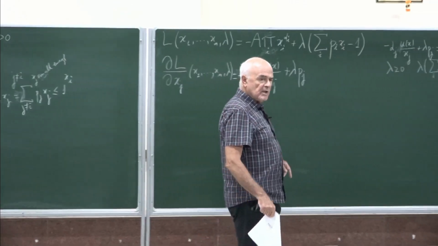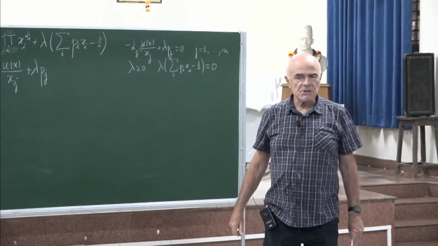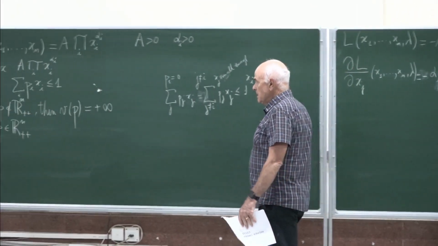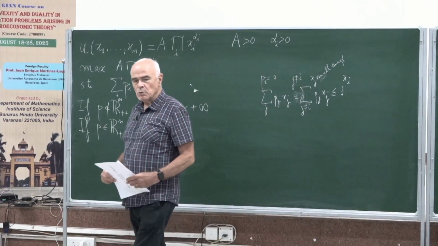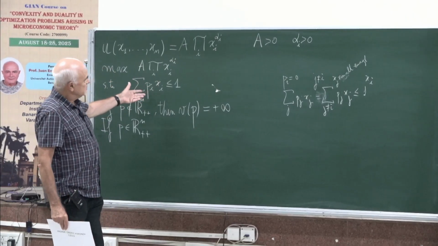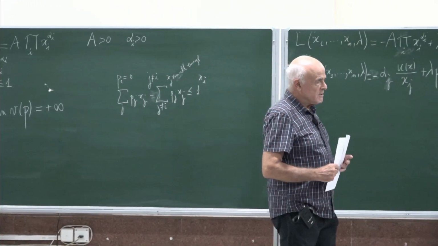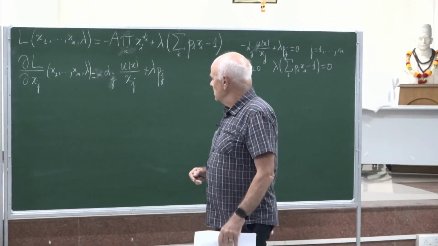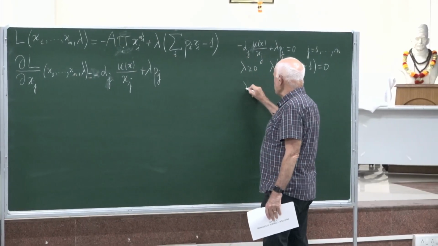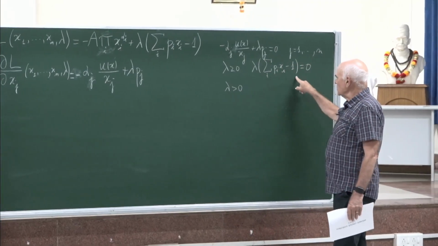Well, but we are dividing by xj. Do we have the right to divide by xj? Is xj different from 0? Certainly, because we are dealing with an optimal solution, and at an optimal solution, no xj can be equal to 0. This can be easily seen. So lambda is strictly positive. This means that the constraint is active.